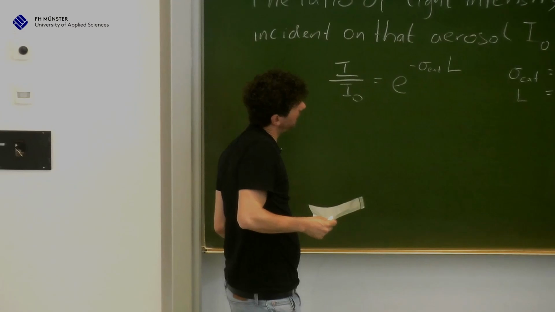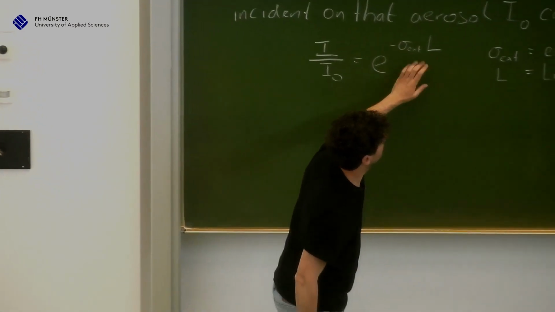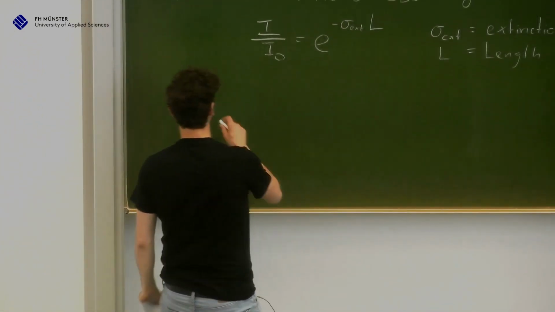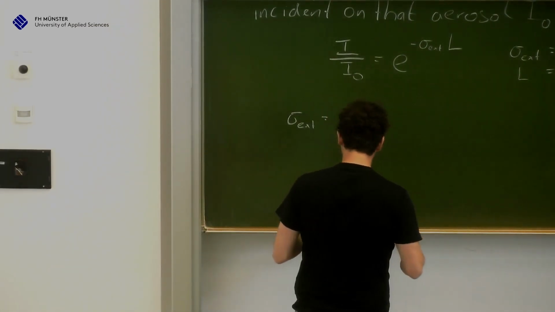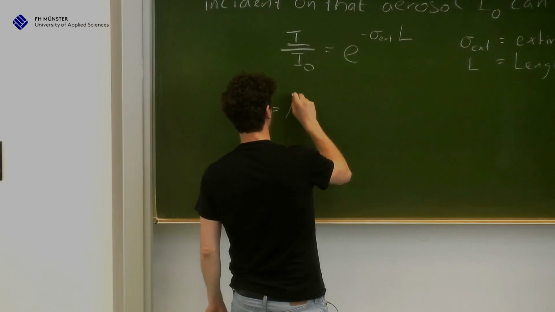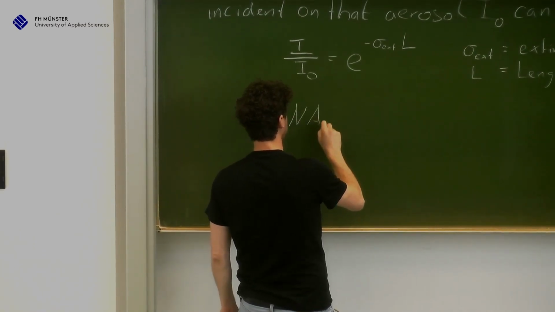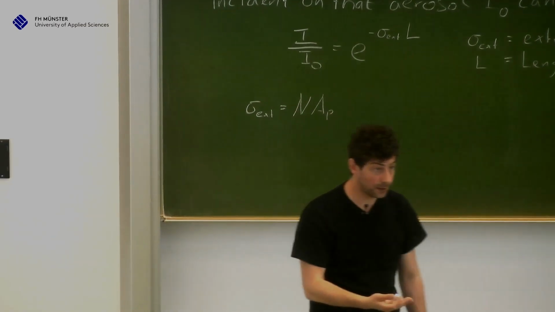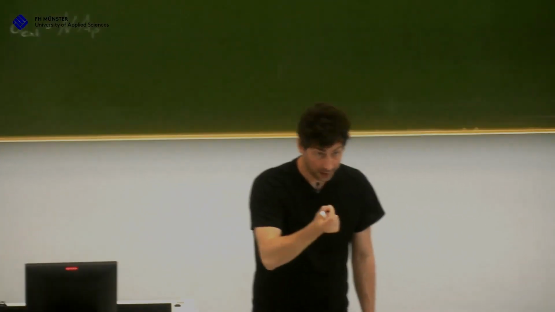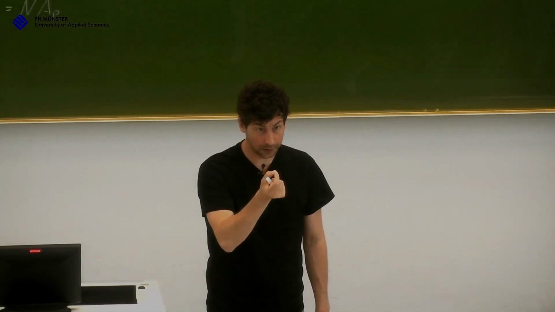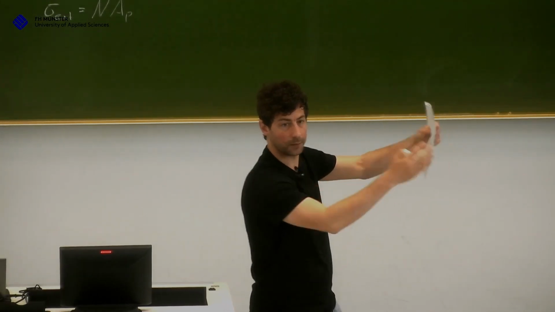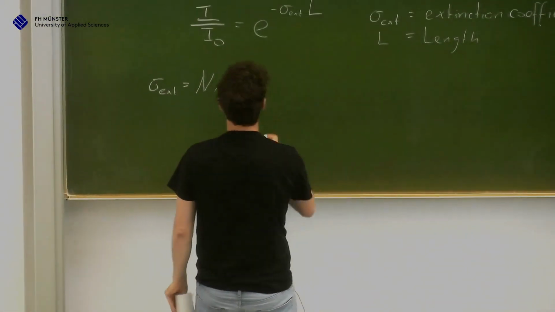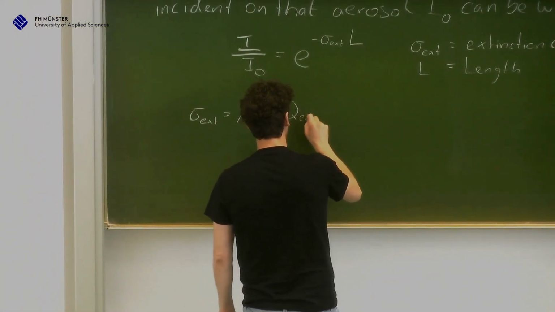So now the question is, what is the extinction coefficient? And the extinction coefficient is a function of the number of particles, n, the cross-sectional area of the particle, because of course if the particle is here and the light goes through, this area is important, how much light is captured, and then another value, and this is the value you also see in the slide, and this is Q extinction.